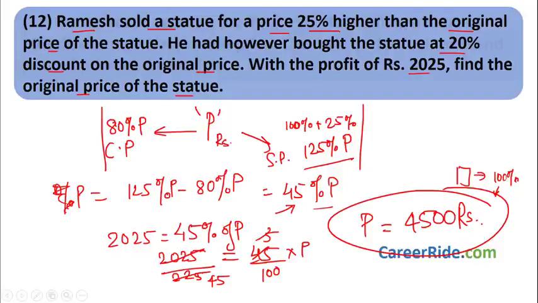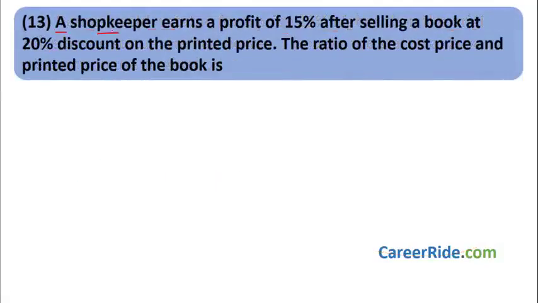Moving to question number 13. A shopkeeper earns a profit of 15% after selling a book at 20% discount on the printed price. The ratio of the cost price and the printed price of the book is? So there is a book, right? And it has some price printed on it, right? Let us assume that the printed price is PP rupees.